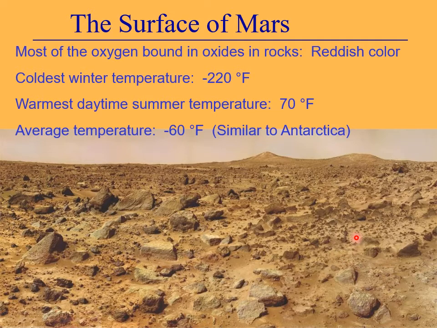it is here. The average temperature on Mars is about 60 degrees below zero, which is similar to Antarctica on the Earth. In fact, temperatures have been recorded as low as negative 220. However, there have been some warm days during the Martian summer that have reached 70 degrees. But for the most part, the average temperature is extremely cold. So the way to describe Mars is basically a frigid, cold, dry desert.